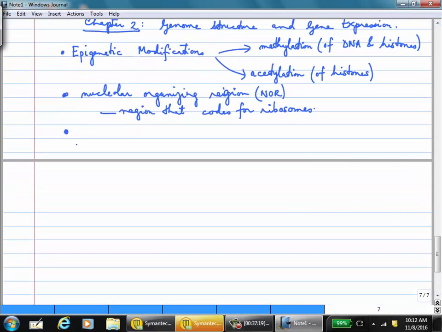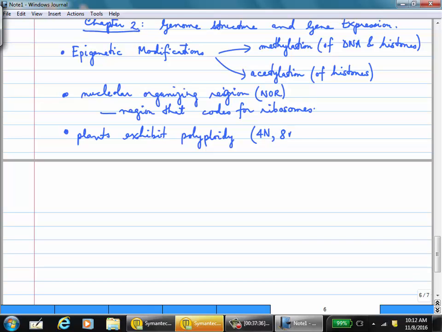Another thing to note, and this is true for plants, is that plants exhibit polyploidy. That means they have many copies of the genes. It's not just diploidy. So you can have plants that are 4n, 4 copies of each gene, 8n, and so on. And they result from genome duplication. So let's say the cell is going to divide, the entire DNA has been replicated, but then the cell fails to divide. Because the entire genome is now duplicated, you have more copies of the genes. So they result from genome duplication.